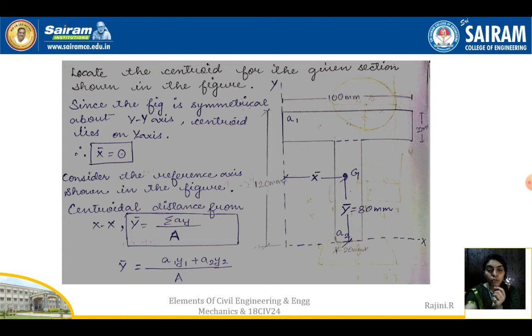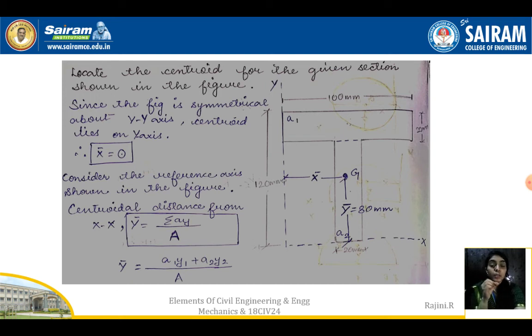So what is the y bar formula? Summation of ay divided by a. This one we have already solved in the derivation. Please go watch if you have doubts about where this summation of ay divided by a came from. So y bar is equal to summation of ay divided by a is our formula. Now come to the figure. This figure is in the shape of a T section. So we don't have any formula for the T, right?